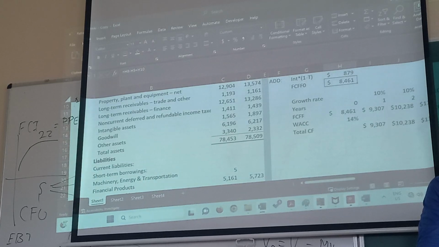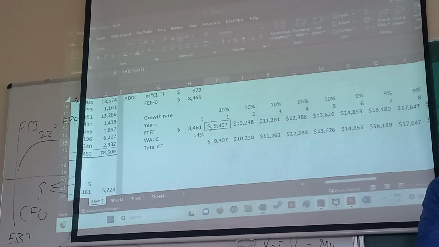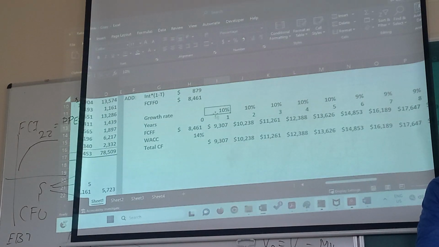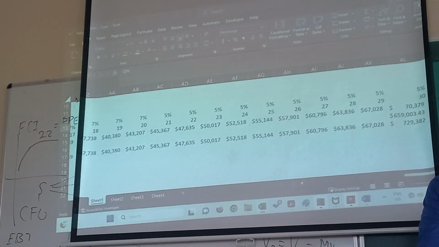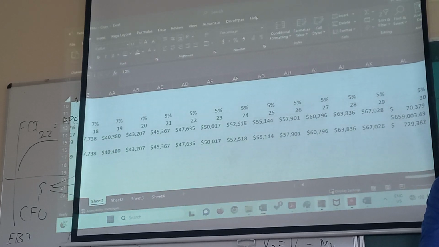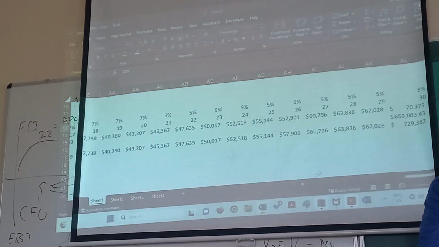Then you need to estimate the growth rate. So this is the estimated growth rate for 30 years. After that, 31st to infinity, you can take 3% or 5% or 4% depending upon you. You project the cash flows.